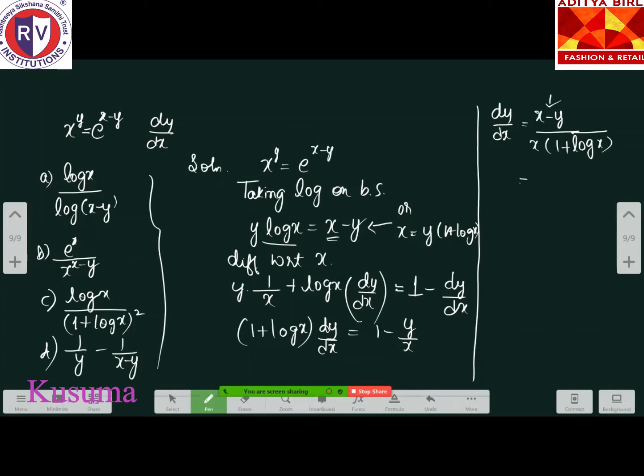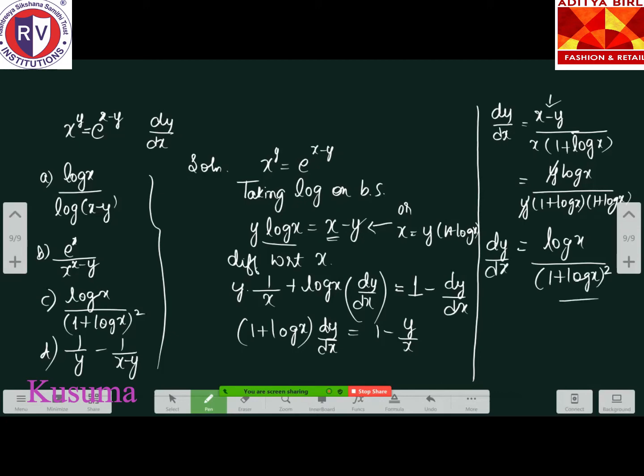Let us substitute that. So x minus y is y log x, divided by y into 1 plus log x, into 1 plus log x. Now we can cancel this y, that is in both the numerator and denominator. So log x will be remaining in the numerator. In the denominator, this will be 1 plus log x whole square. So now we have got the desired form of dy by dx. And this is your option C.